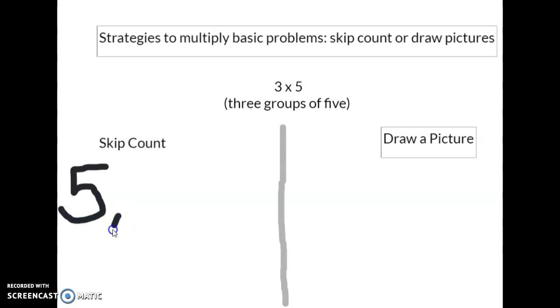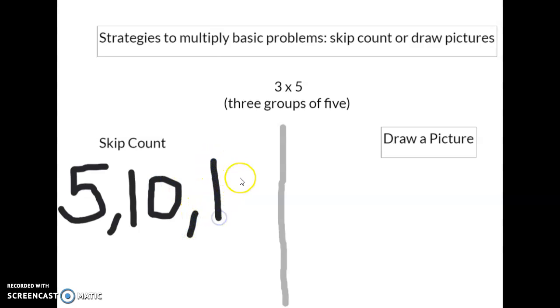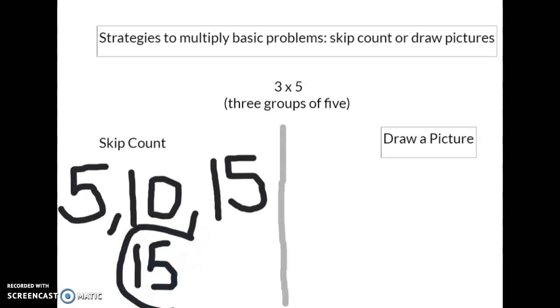5, 10, 15. So I only count 3 times because it's 3 times 5. So 5, 10, 15. My answer is 15. So skip counting is pretty simple. The next one I'm going to do is draw a picture.